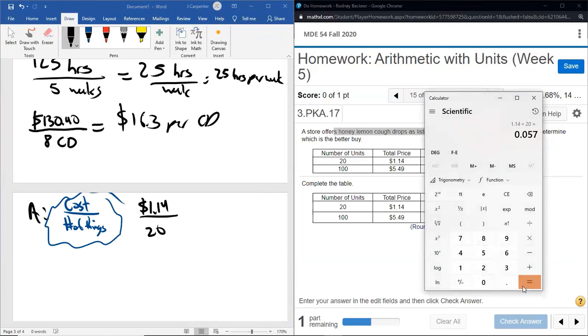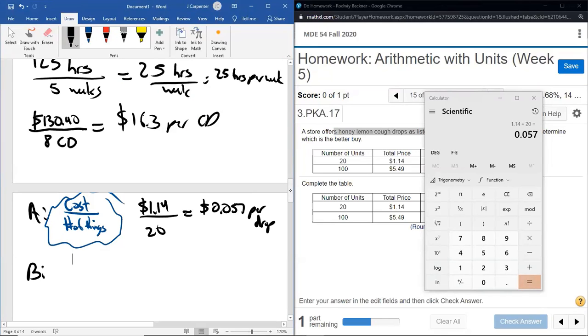And we get 0.057. And since that doesn't keep going, I'm actually going to write the answer that way. So that's $0.057 per drop, which is about 6 cents a drop. Now, again, with money, we traditionally round to 2 decimal places, but because I haven't done these exact numbers yet, I'm not sure if I'm going to need 2 or 3 decimal places, because maybe they both end up being like 0.06 something when rounded.